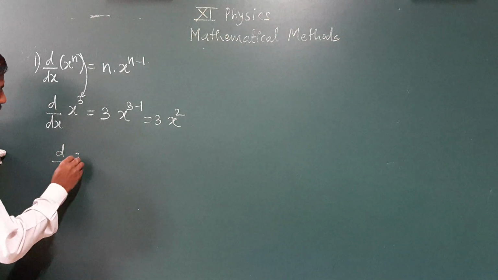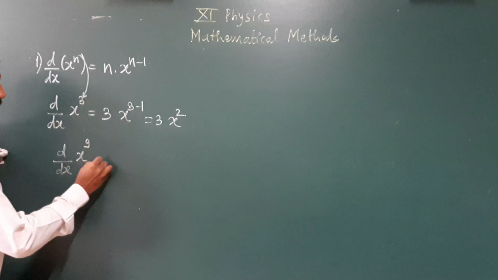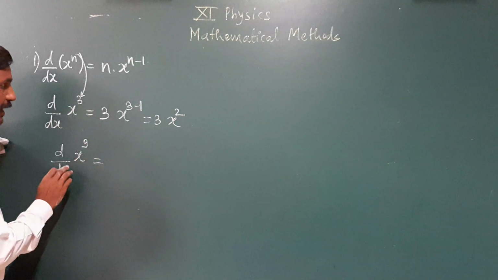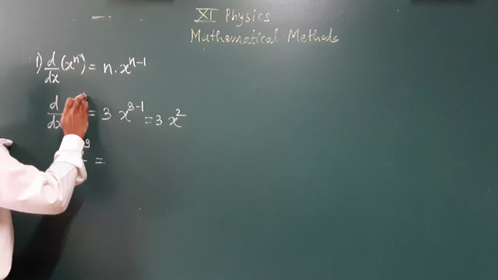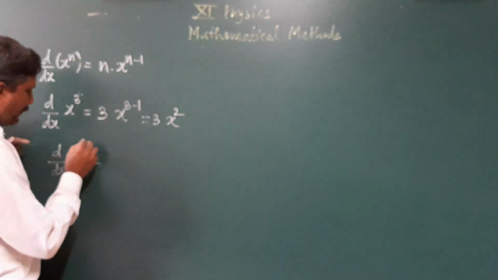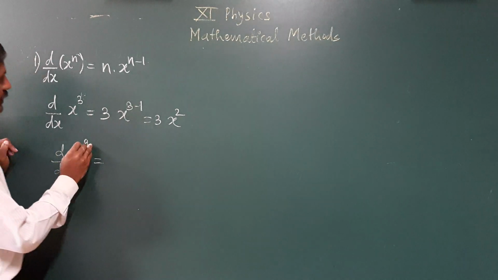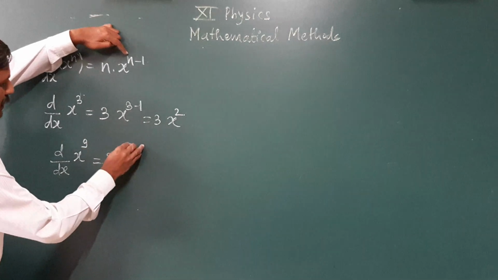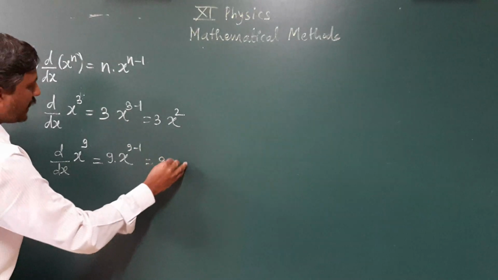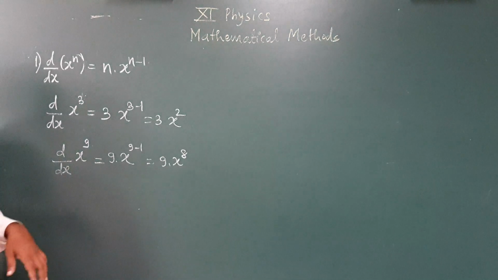See one more example. d by dx of x raised to 9. Now how do you solve this? Compare with the standard rule: d by dx of x raised to n equals n into x raised to n minus 1. The same way, here 9 is my n, so 9 as it is into x raised to n minus 1, so it becomes 9 minus 1, so it becomes 9 into x raised to 8.